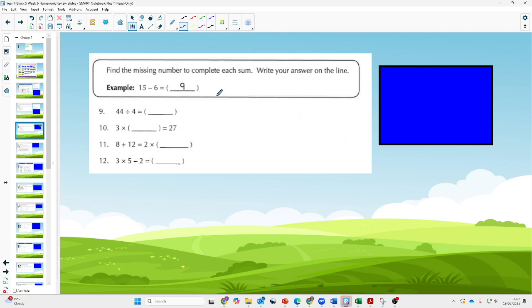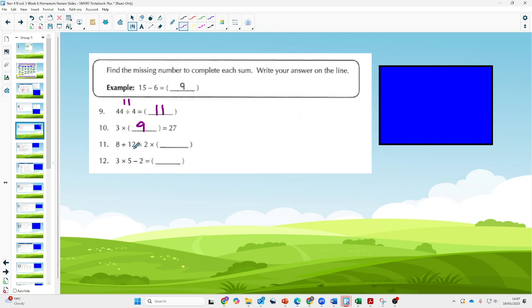Moving on now to balanced equations. For these, we need to make sure we have the same on both sides of the equal sign. So 44 divided by 4, of course, is 11. Therefore we need 11 on this side. 3 times something makes 27. So that will be 9.